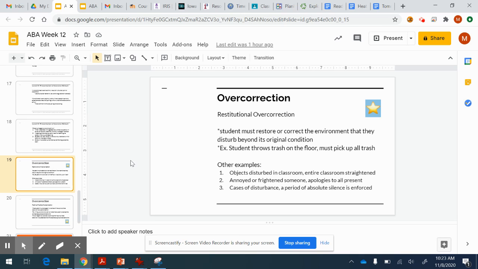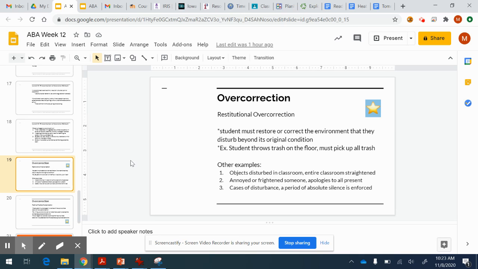For example, if a student throws trash on the floor, an example of restitutional overcorrection might be that instead of the student just picking up the trash they threw on the floor, they're going to go pick up all of the trash on the floor. I know we have a student in fifth grade who tends to not use the bathroom correctly, and he will use the bathroom wherever he feels like. Instead of having him just clean up the mess he's made, we have had to have him clean the entire bathroom with the janitors several times. So that would be an example of restitutional overcorrection.